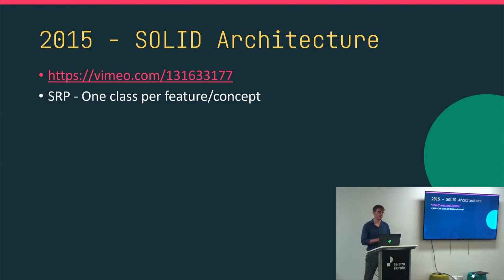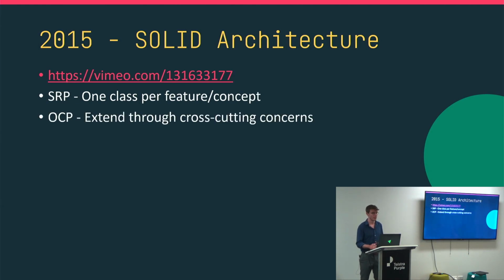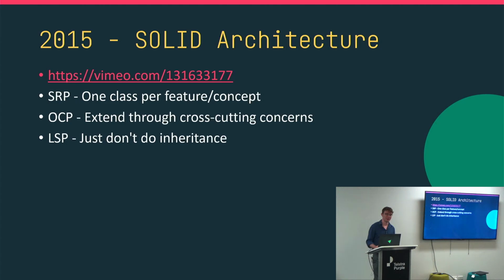Going through it, the single responsibility principle is just saying, hey, do one class for each feature and concept. I'm simmering it down. He's got the longer talk that goes in depth, but I'm giving the higher-level overview. Open-closed principle: we extend through cross-cutting concerns and don't really modify stuff. So decorator patterns, you can attach middleware, you can attach attributes, that kind of thing, to extend behaviors instead of modifying them. Liskov: just don't do inheritance, we don't want to worry about that one.